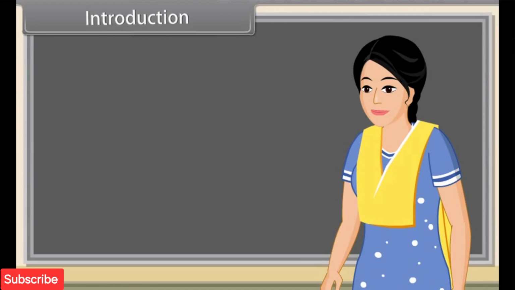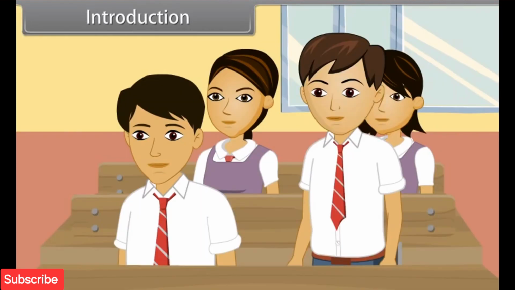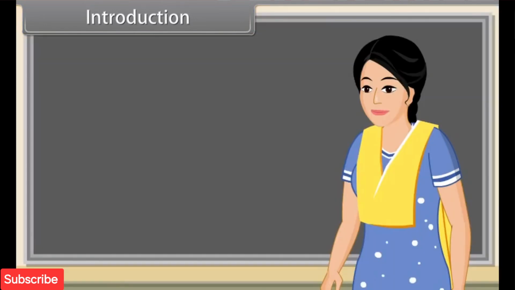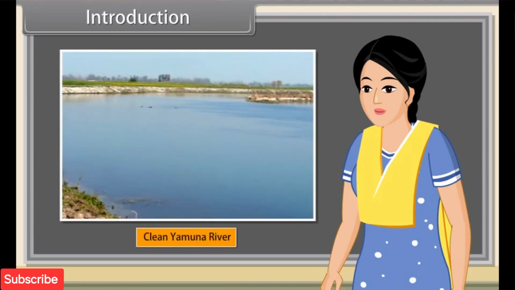Introduction. Have you ever been to the bank of River Yamuna in Delhi? No, ma'am. Yes, ma'am. I have been there once. But, ma'am, there is a very unpleasant smell in the river and it is extremely dirty. Yes, Gaurav, you are absolutely correct. Yamuna River is now one of the most polluted rivers of India. But it was clean before. Have a look. And now our activities have made it polluted and it appears dirty.